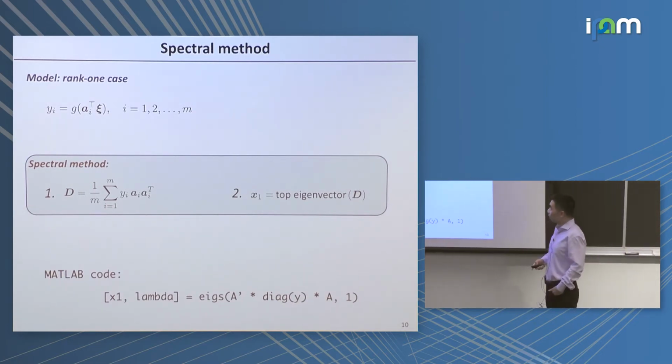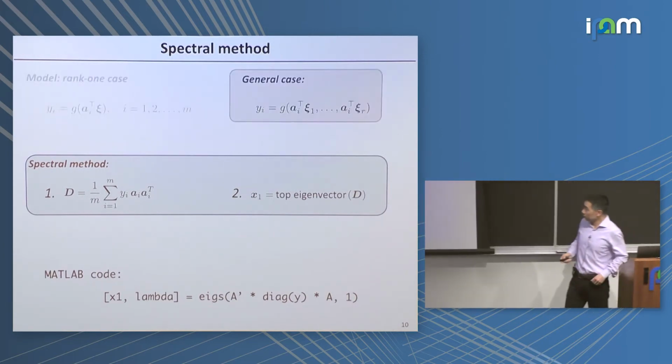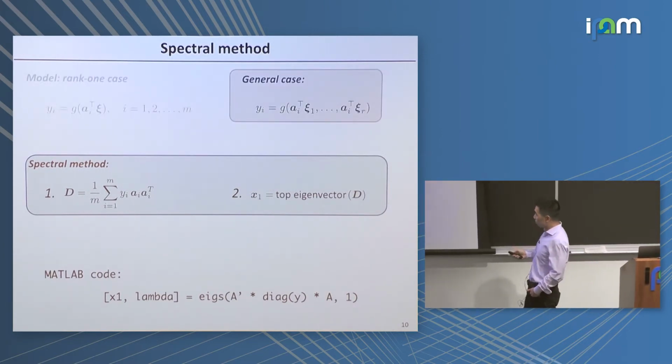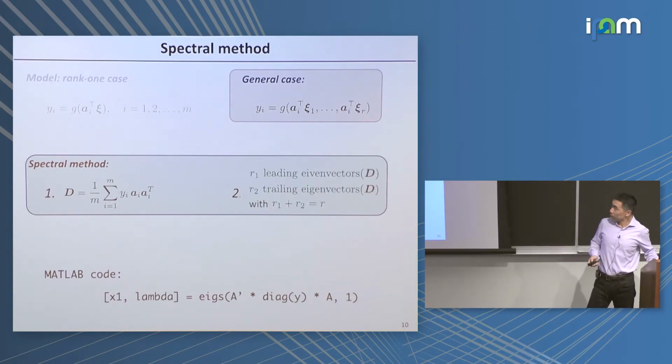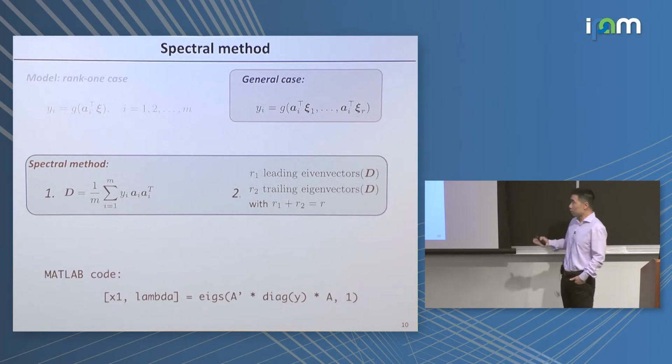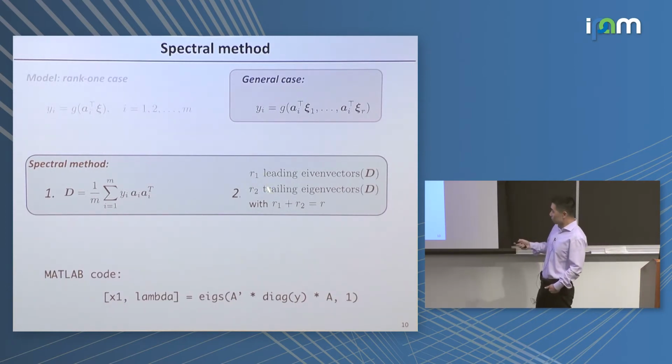And in the general rank R case, it's the same algorithm. What we do is, instead of finding the top eigenvector, we find a few leading eigenvectors and a few trailing eigenvectors. There are specific rules for deciding R1 and R2, where the sum is equal to R. Okay, so it's a very simple method.